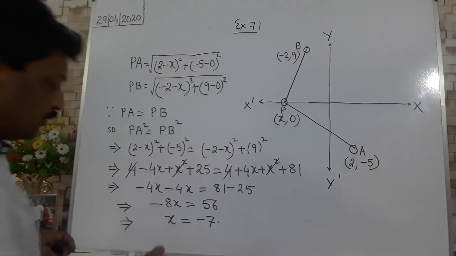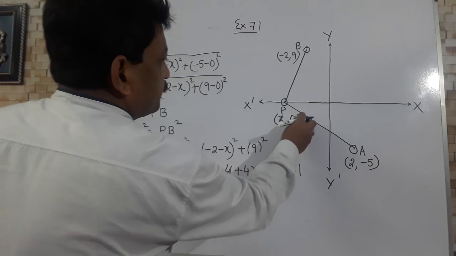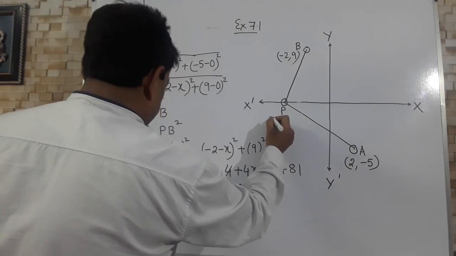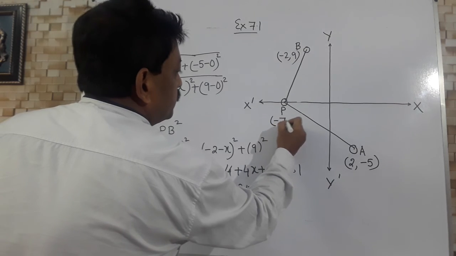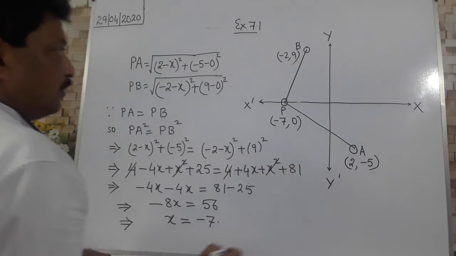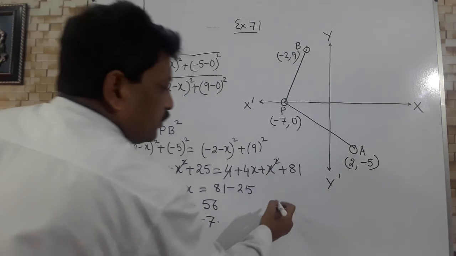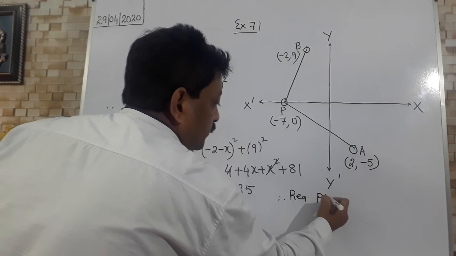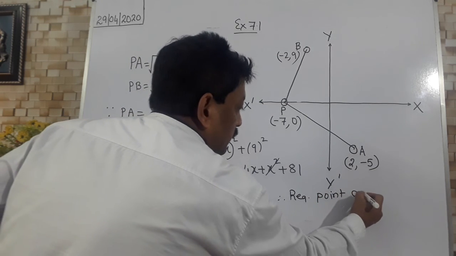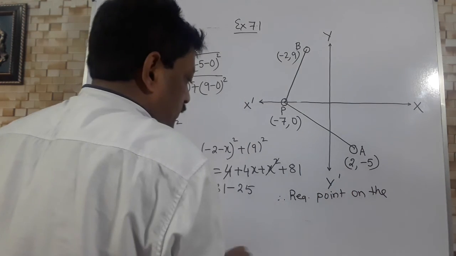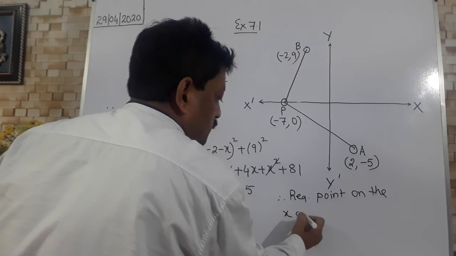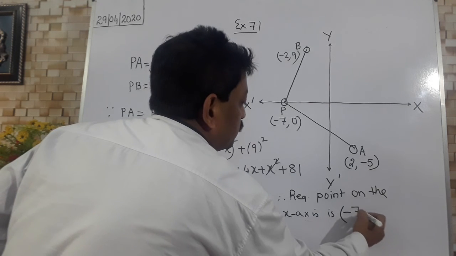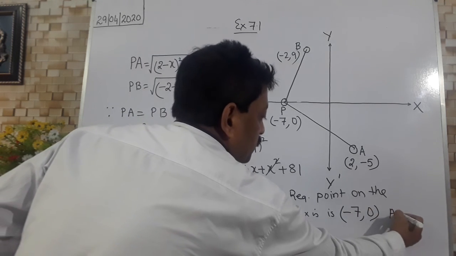So the required point on the x-axis, I've got the value of x. So the required point is (-7, 0). Understood? Now you can write the answer here. The required point on the x-axis is (-7, 0). This is the answer.